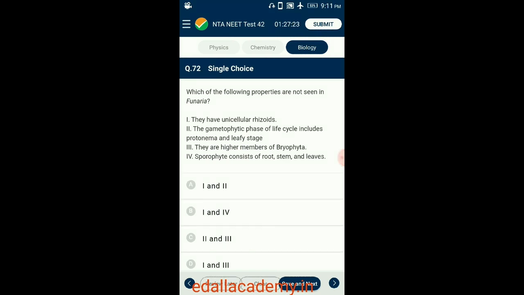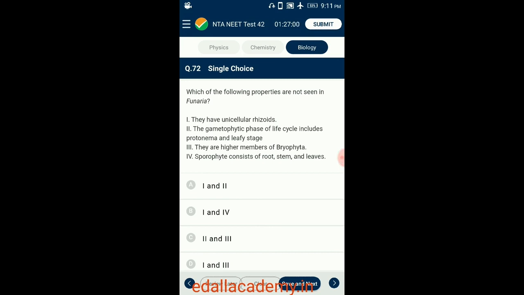Funaria belongs to the division Bryophyta. It is a type of moss. Bryophytes include liverworts and mosses. Out of these, mosses are more evolved members of bryophytes. Their plant body is not differentiated into root, stem and leaves. The gametophyte has two stages. The first stage is the protonemal stage, which develops directly from the spore.